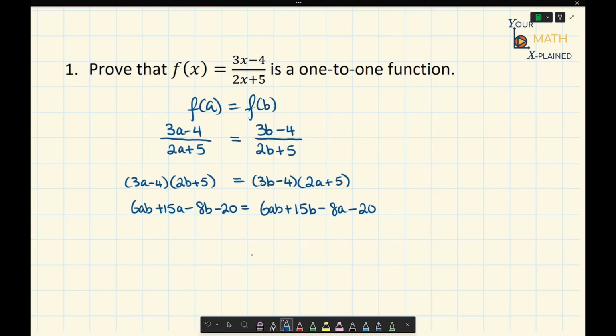Next, we're going to combine like terms. That's going to give us 15a - 8b = 15b - 8a. Now moving all the a's over to the left side and all the b's over to the right side, we'll end up with 23a = 23b, which means we must have a = b. So here we've shown that by starting with f(a) = f(b), it leads us to a = b. Therefore, it has satisfied the definition of a one-to-one function. So this function f(x) here is one-to-one.